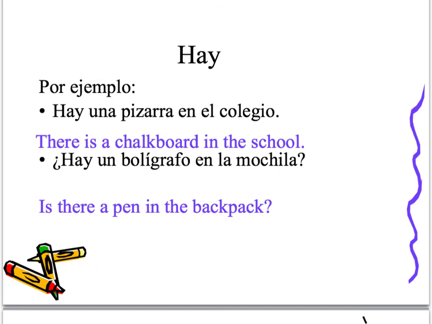Por ejemplo, hay una pizarra en el colegio. ¿Hay un bolígrafo en la mochila? So there is a chalkboard in the school. Is there a pen in the backpack? So I'm using hay, but I'm using it in a question and then in a sentence.